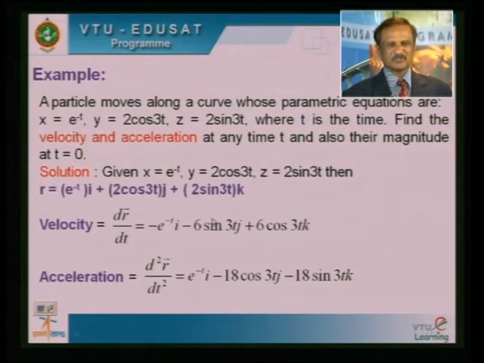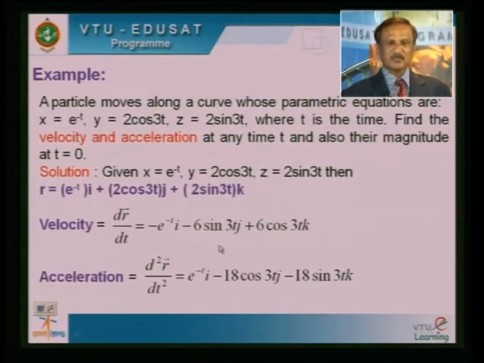Plus 2 as it is, because 2 is constant, sin 3t. The derivative of sin 3t is 3 times cos 3t. That's why you will get 6 cos 3t k as it is. It means we have calculated velocity. And similarly, you want to calculate acceleration. It means you want to differentiate this function one more time. Acceleration is equal to d square r upon dt square. That is equal to, I want to differentiate minus e raised to minus t. You can keep the minus as it is. The derivative of e raised to minus t is minus e raised to minus t. So minus into minus becomes plus. That's why here I have written e to the power minus t into i.